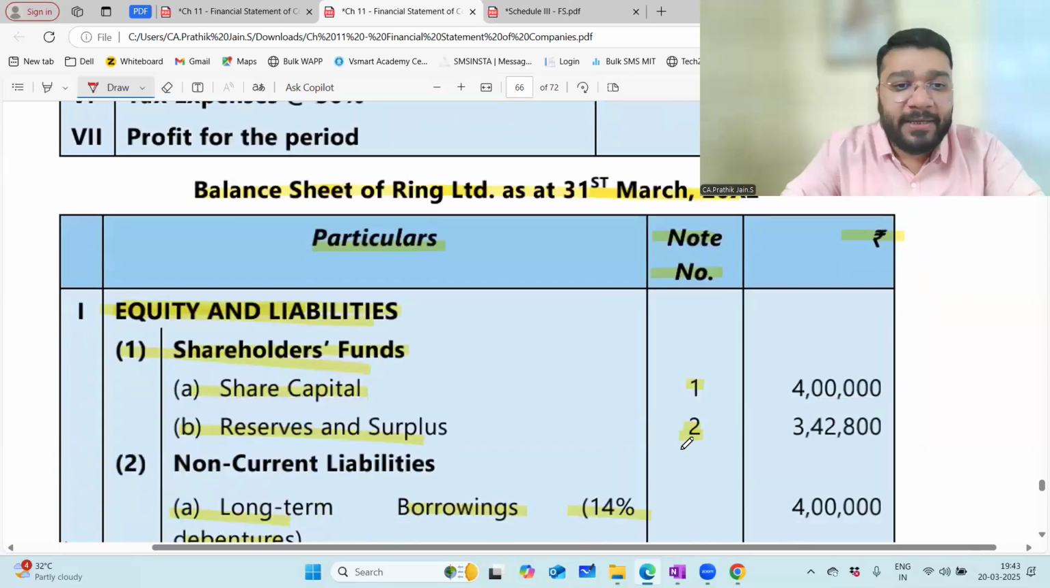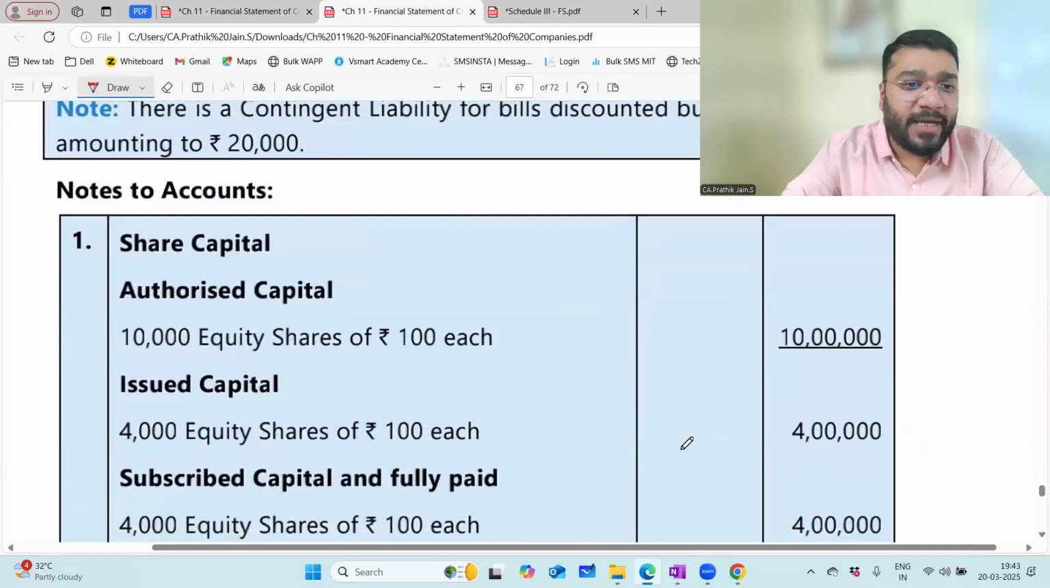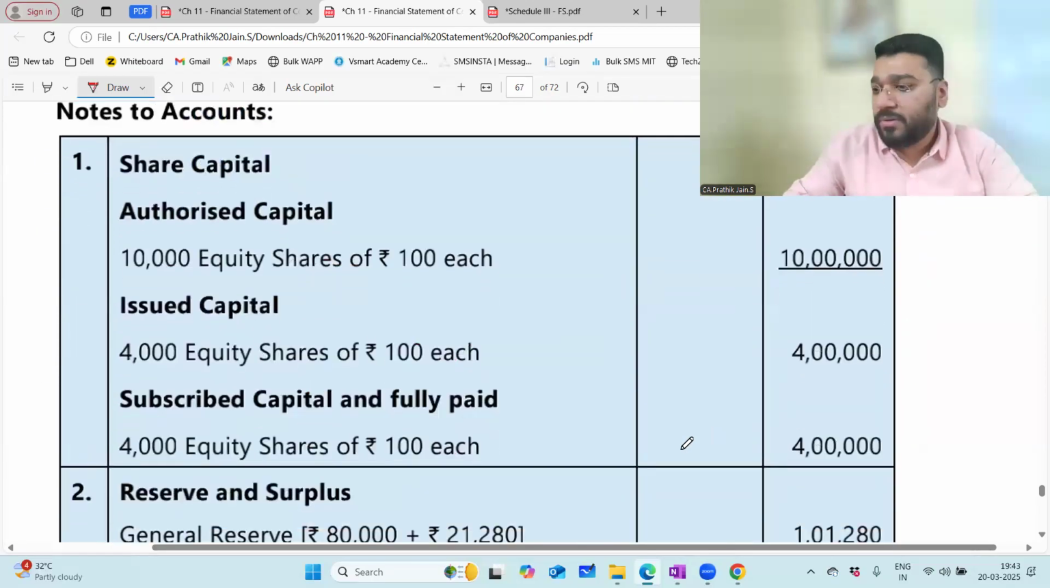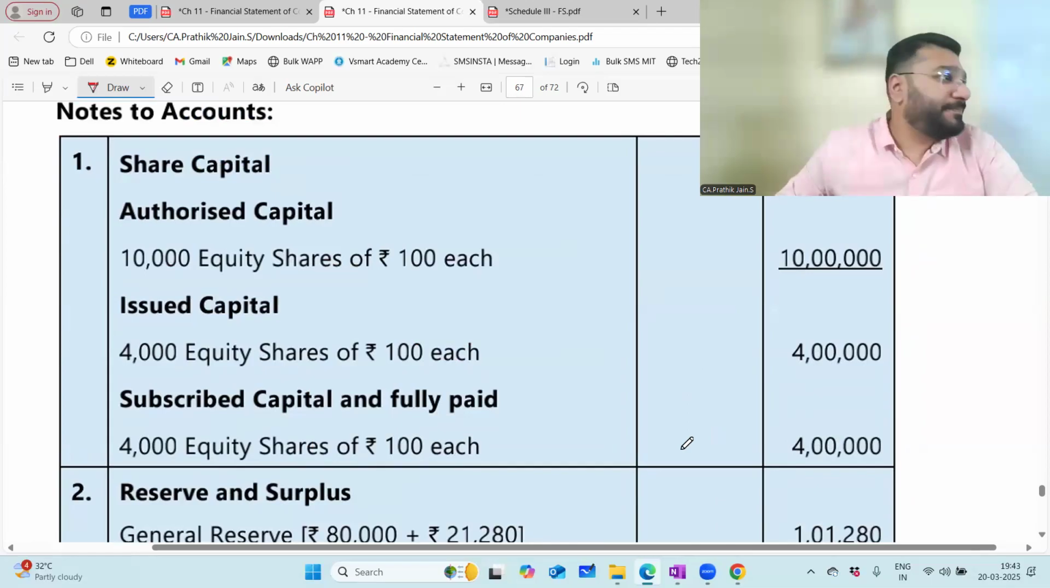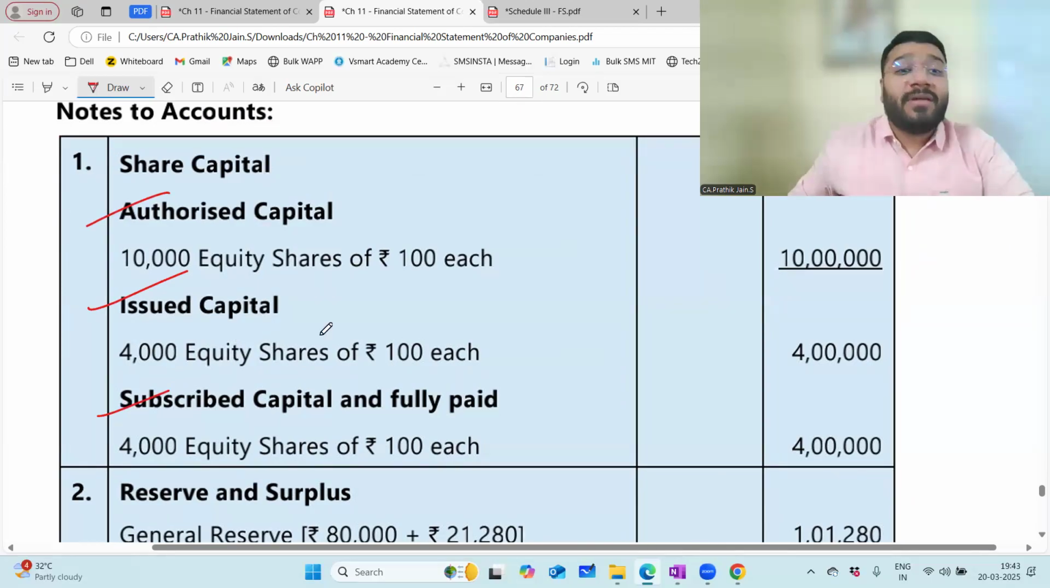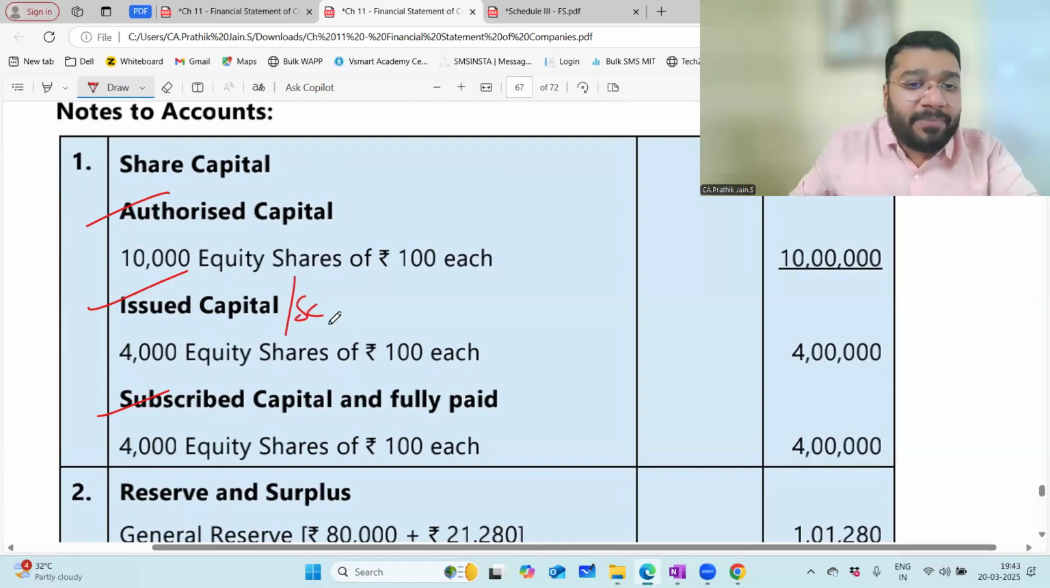Now can we come from note 1 beginning? Yes. Please write share capital. Now here they've done one trick. Like in 12th CBC, how we record authorized separately, issued separately, subscribed separately, they've done like that. But what is Schedule 3 saying? Issued, subscribed, paid up should be shown together. You will show it together only, not separately. So issued capital, subscribed capital, paid up capital in one straight line.